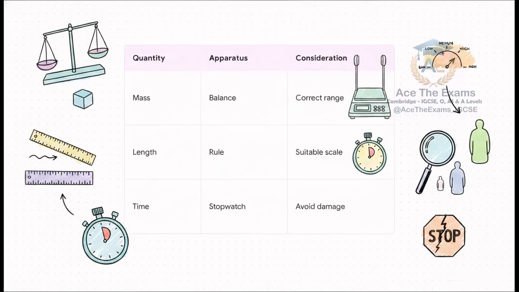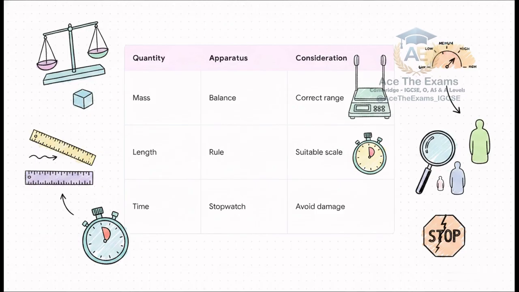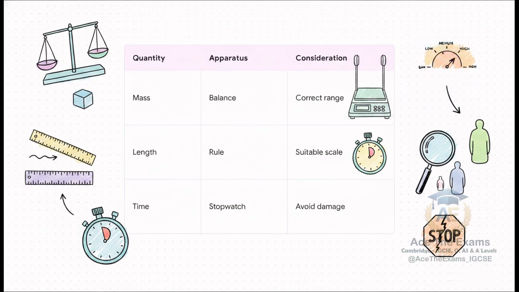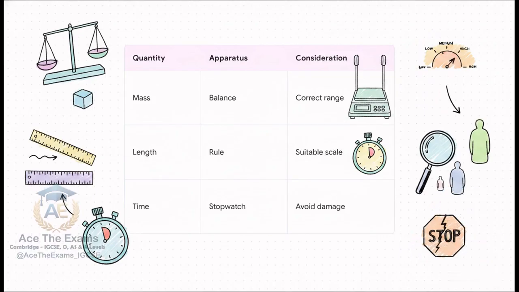Okay, so once you're safe, you need the right tools. When measuring mass, length, and time, you've got to explicitly name the correct device: a balance, a rule, a stopwatch. But the real secret is that third column you see, correct usage and range. You've got to ask yourself, does this instrument need to be set to a particular range to avoid blowing it up or damaging it? Are you actually choosing the most suitable measuring device for the specific scale of your investigation?